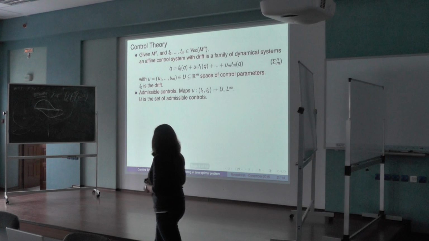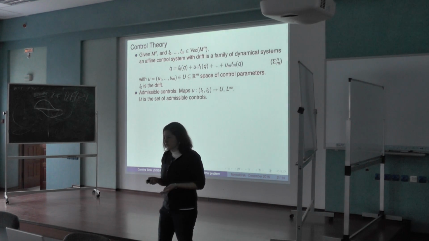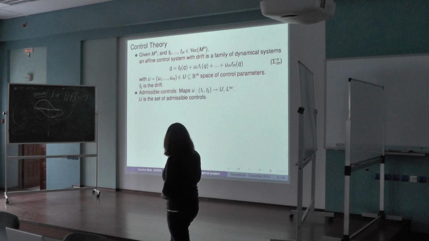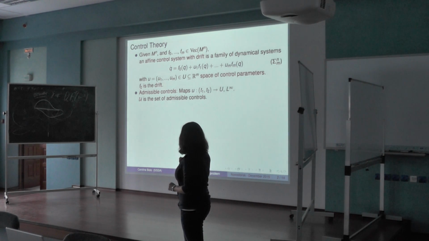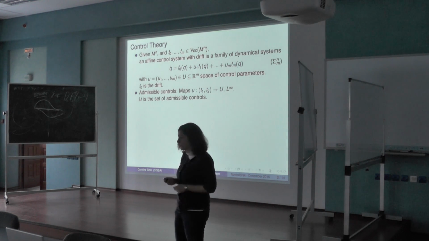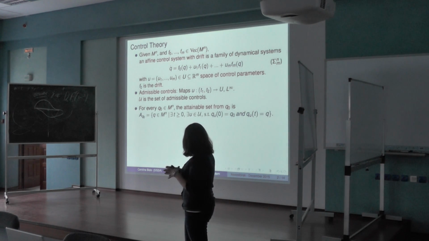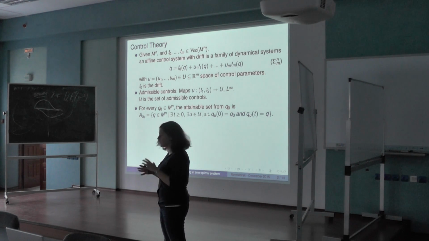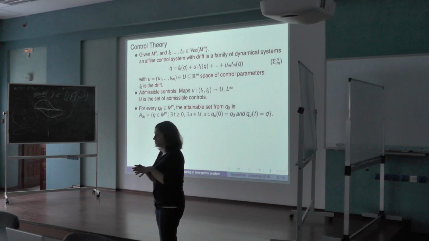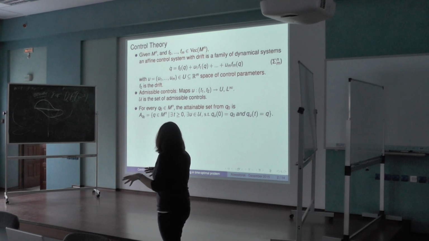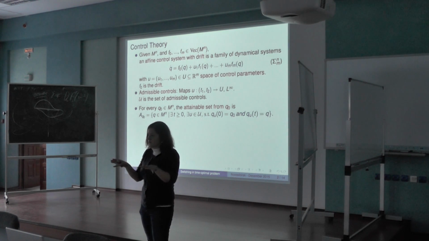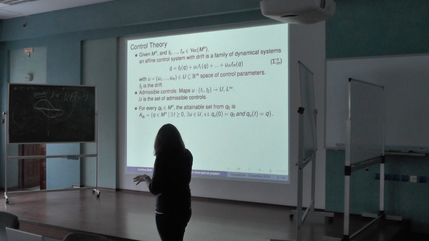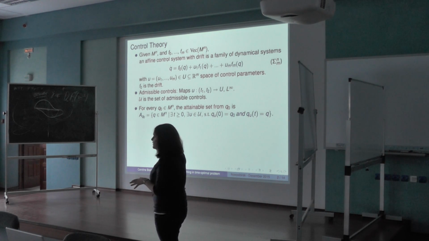We don't want to consider just constant controls, but admissible controls. These are bounded maps from a time interval to our space of control parameters U. And just for the notation, we call the calligraphic U the set of admissible controls. And now we are also able to define what an attainable set from q0 is. These are all the points in our manifold that can be attained from the point q0 along the admissible trajectories, that are defined by the solutions of this system with admissible controls.